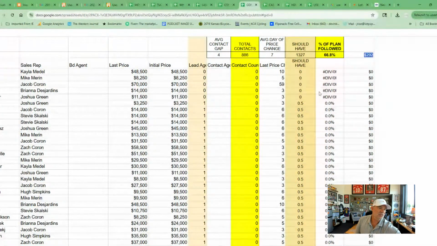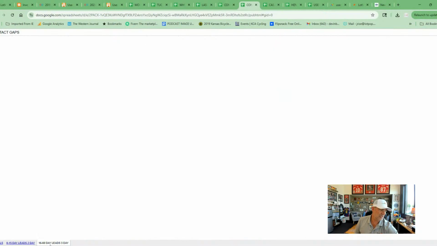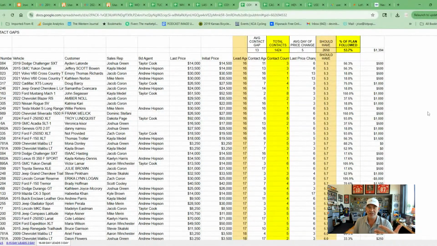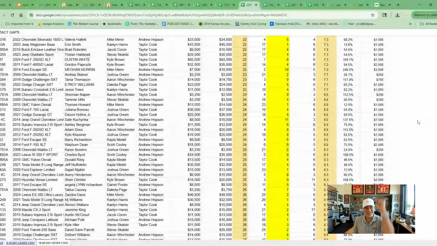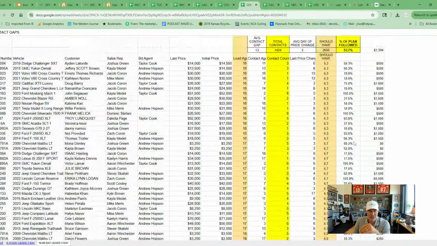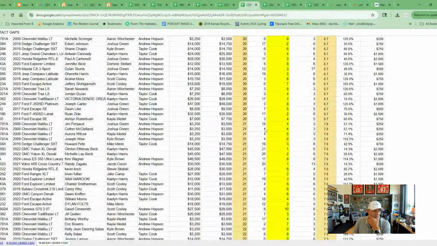Now that's 0 to 15. Where it really gets tricky is 16 to 30 or 16 to 60. On the older leads, I'll give you a little more grace. Again, I should be reaching out every day, or every other day if it's an active lead where the car's still in stock. But I gave a 3-day grace period here and said, on these older leads, let's reach out at least every 3 days.